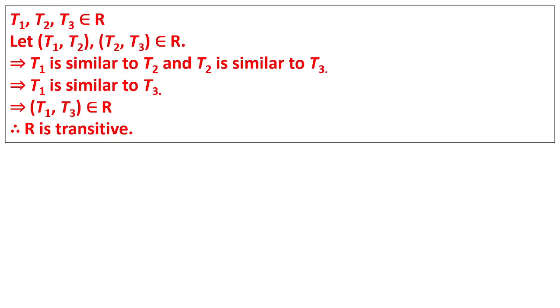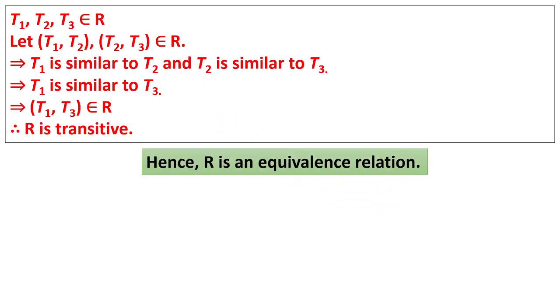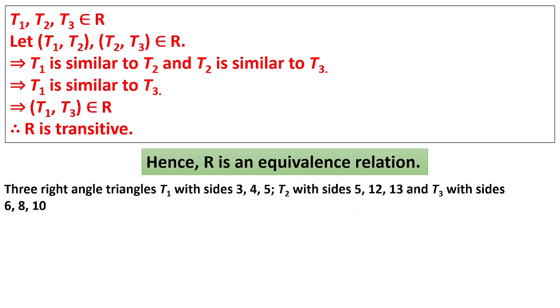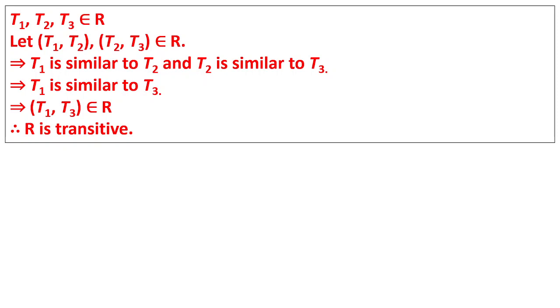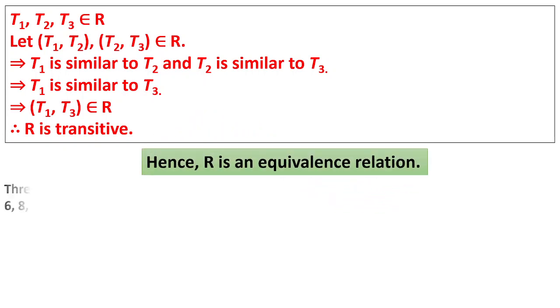I am taking 3 triangles T1, T2, T3. T1 is similar to T2, therefore I am taking (T1, T2). T2 is similar to T3, therefore I am taking (T2, T3). But I am able to prove that it is a transitive relation because T1 is similar to T3. (T1, T3) belongs to R. First is similar to the second, second is similar to the third, therefore first is similar to the third. It is an equivalence relation.